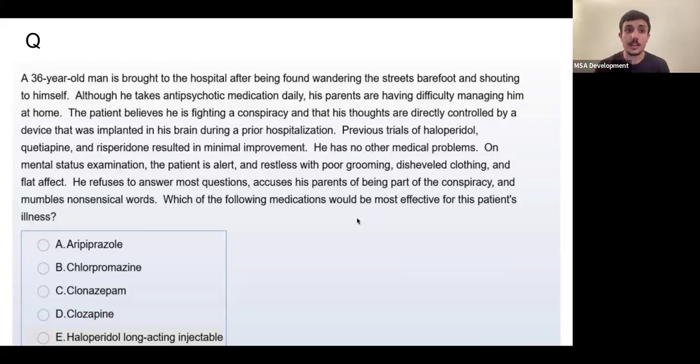Why D? Okay, the answer D. Why? Specifically because of this. Previous trials of haloperidol, quetiapine, and risperidone resulted in minimal improvement. That is extremely important, okay? Because what they're trying to say is that he has resistant schizophrenia. Haloperidol, remember, it's a first generation antipsychotic. Quetiapine and risperidone are second generation antipsychotics. So in resistant schizophrenia, you give the drug clozapine. Clozapine is a dangerous drug because it has some severe side effects, okay, which we'll see right now. So what you want to get from this question is that resistant schizophrenia you treat with clozapine, okay?